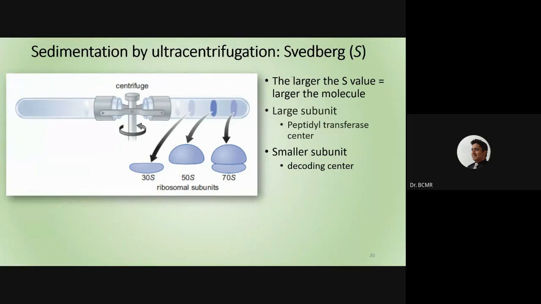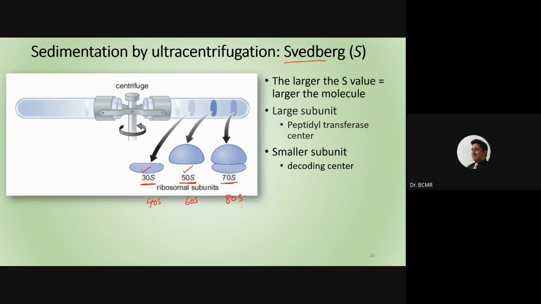The ribosomes are 70S in prokaryotes and 80S in eukaryotes. They have two subunits, one called the large subunit and the other called the small subunit. The large subunit in prokaryotes is 50S and the small subunit is 30S. In eukaryotes, I think it is 60S and 40S.